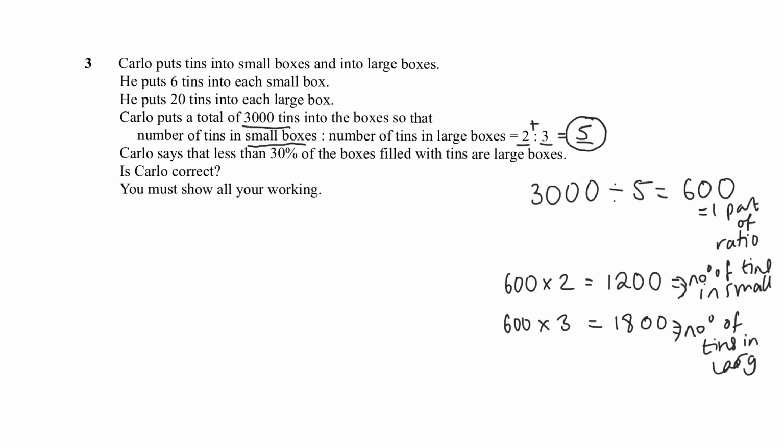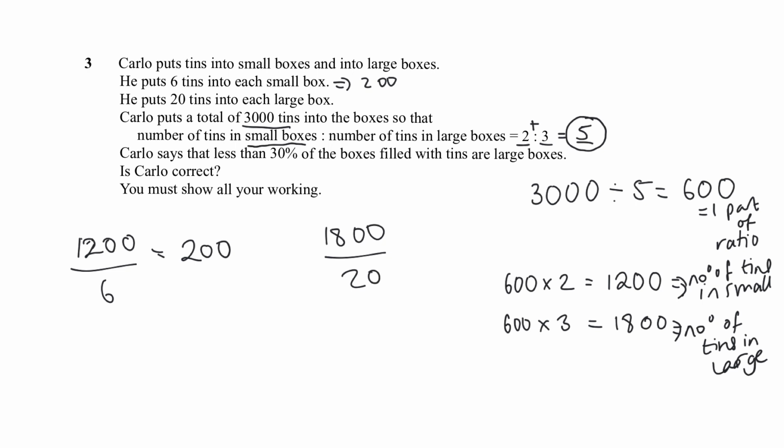And then the last bit is, it says that you've got 6 tins in each small box. Now we need to actually work out how many small boxes we have. So you're going to do the total number in small boxes divided by 6. And in your calculator, that should leave you with an answer of 200. So now we know that there are 200 small boxes. To work out the number of large boxes, you would do 1,800 divided by 20, and that would leave you with an answer of 90.